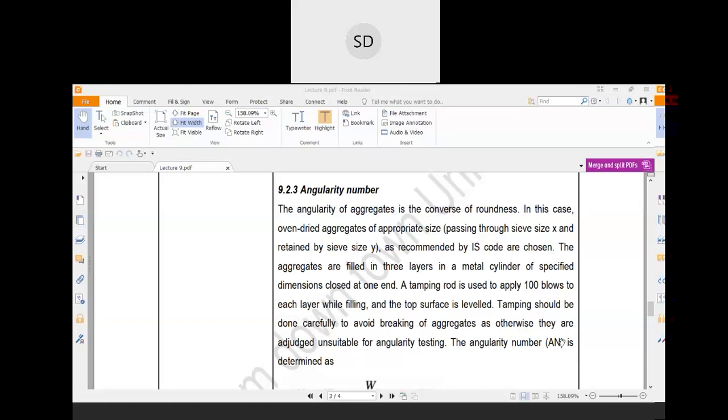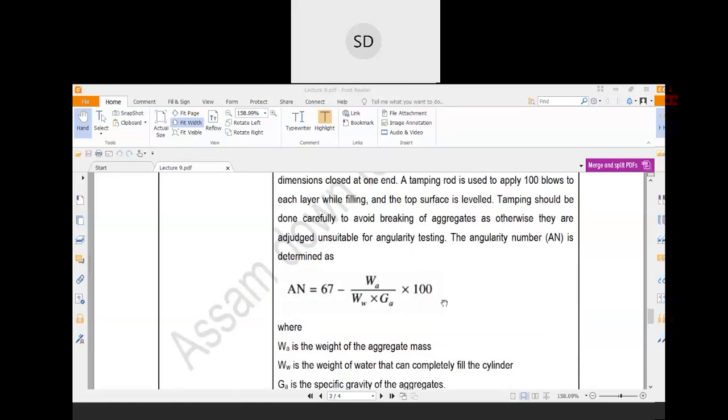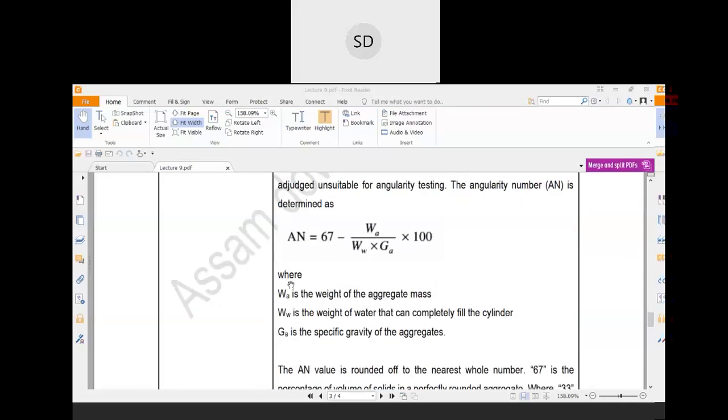Okay, so that angularity number is determined as 67 minus (WA divided by WW into GA) into 100, where WA is the weight of the aggregate, WW is the weight of the water that can completely fill the cylinder, and GA is the specific gravity of the aggregate.